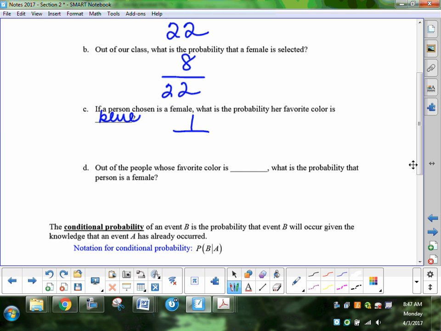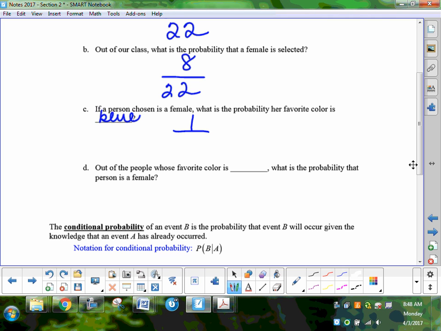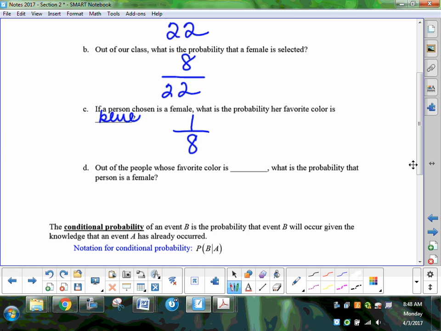Now, this is where it's awkward. Read what's there. Hands up, please, if you can answer that question. If the person chosen is female, what's the probability that her favorite color is blue? Hands up, please, if you can tell me what the answer to this question would be. Riley? 1 out of 8. There's 1 girl with that as her favorite color. And then, it's not going to be out of 22, because there's only 8 girls here.